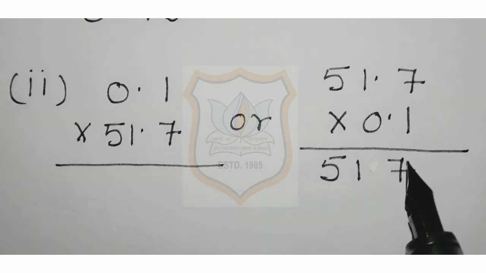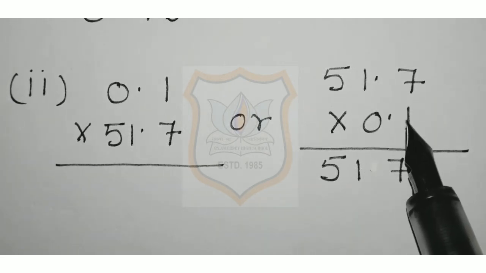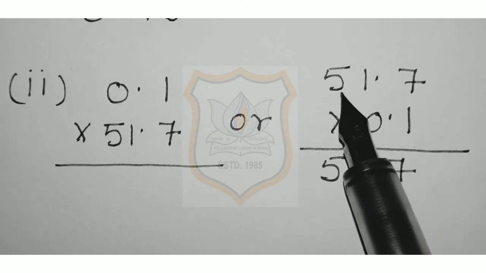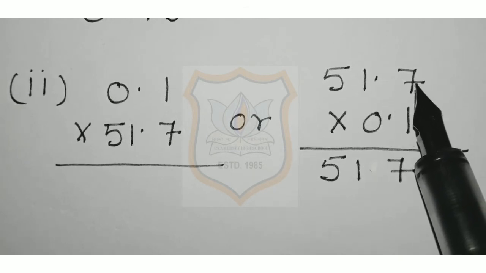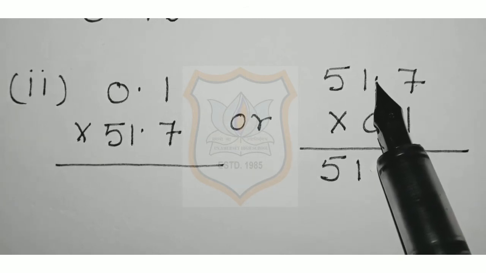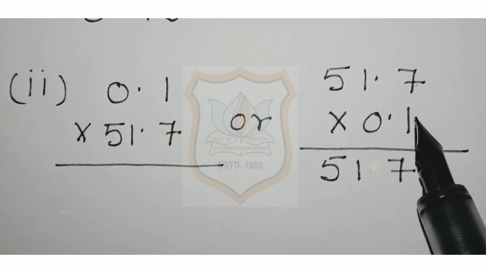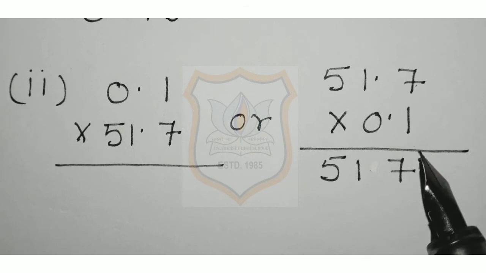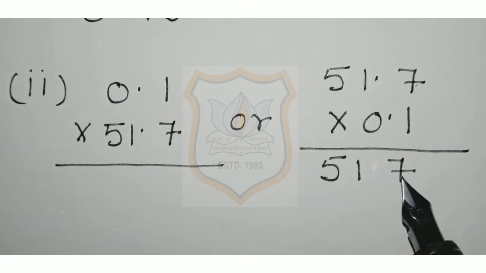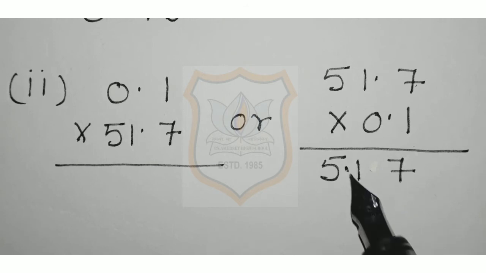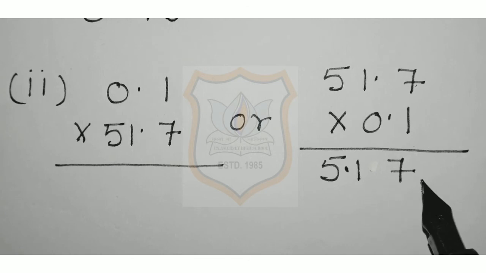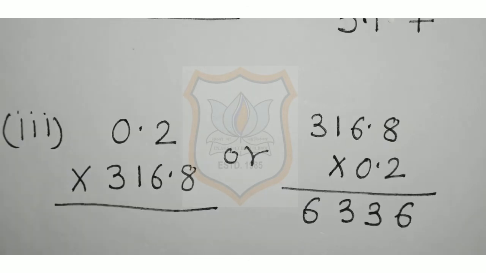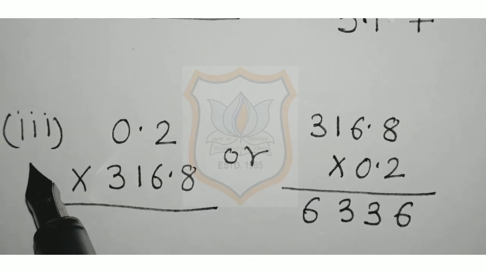517, because 1 7s are 7, 1 1s are 1 and 1 5s are 5. Now in 51.7, the decimal is after 1 digit, that is after 7. And in 0.1, the decimal is after 1 digit, that is after 1. So 1 plus 1 is equal to 2. Now in the answer, it will come after 2 digits, that is after 7 and 1. It will come over here. So our answer will be 5.17.